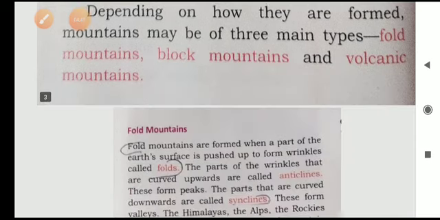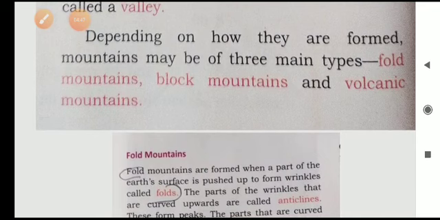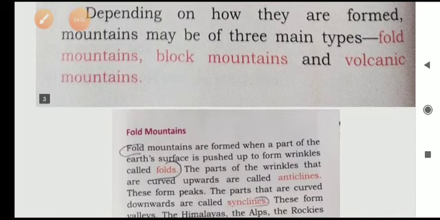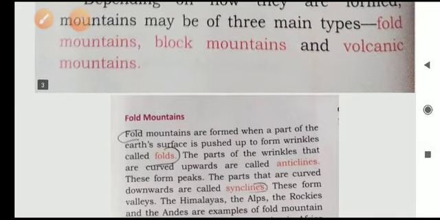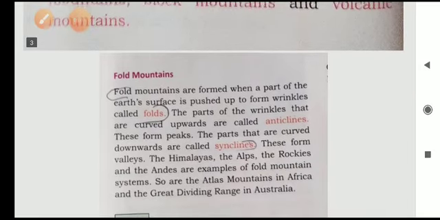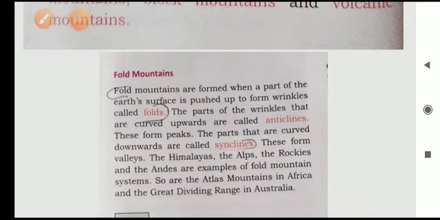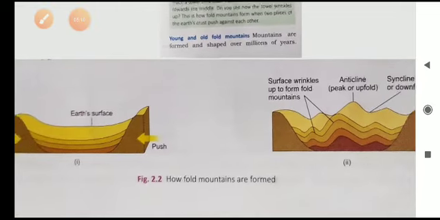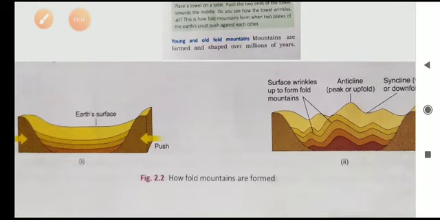Now according to the formation, mountains are of three types. Which are they? They are fold mountains, block mountains and volcanic mountains. According to the formation, mountains are three types: fold mountain, block mountain and volcanic mountain. And in the book you can see one figure. All of you please see the figure.